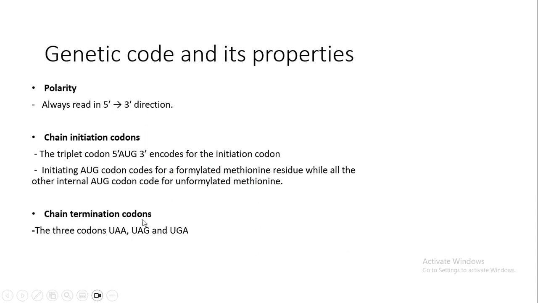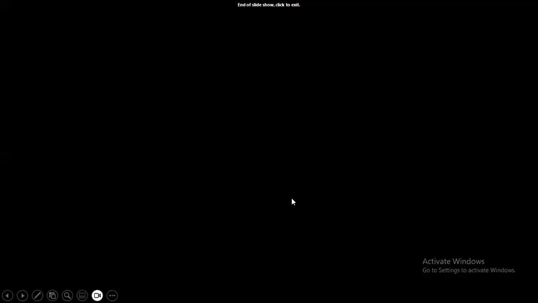Last property is the termination codons. There are three termination codons, UAA, UAG, and UGA, which signal the end of the translation process whenever they are encountered by the ribosome. So that's it about the properties of genetic code. Thank you.